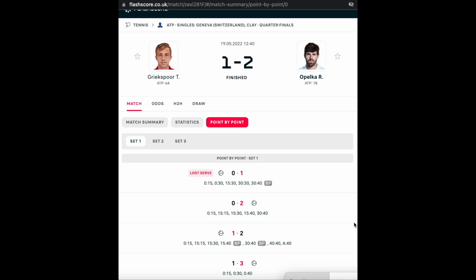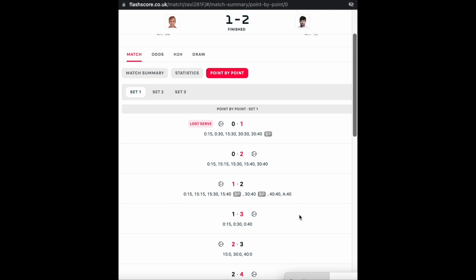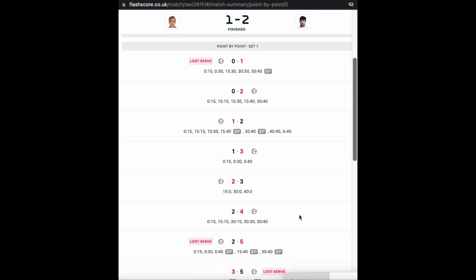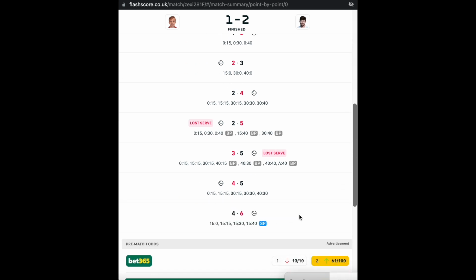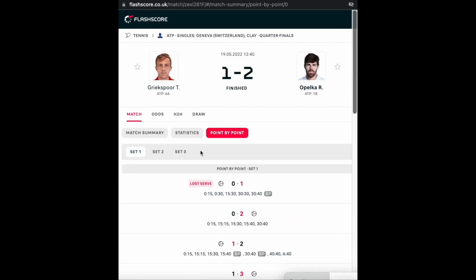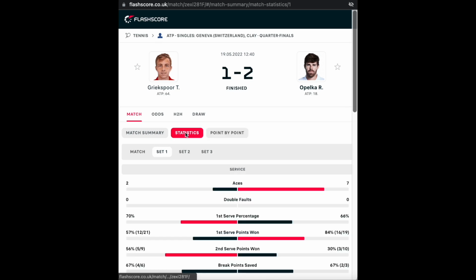Okay, so let's take a look at how this first set played out between Greek Sport and Opelka. So we'll see here that in the point side of things, Greek Sport was broken twice in this first set, and Opelka was broken once. But of course, that doesn't tell us a lot. We need to take a look at these stats.